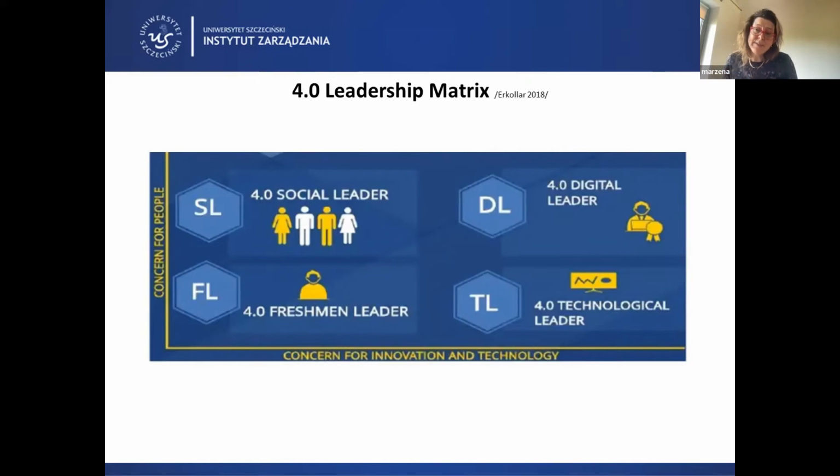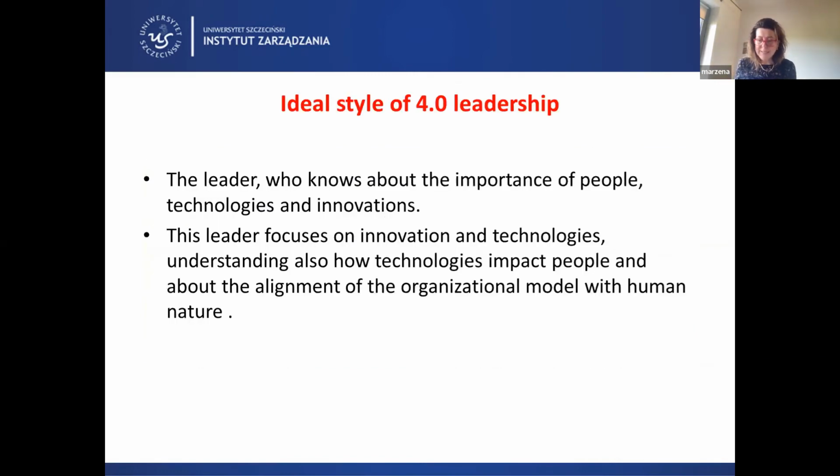But there sometimes could be a problem because the other people cannot follow them. So obviously the best will be the 4.0 digital leader. Okay, so this leader who knows about the importance of people, technologies, and innovation, of course. So can they combine all these axes? So the new technology and the human nature.